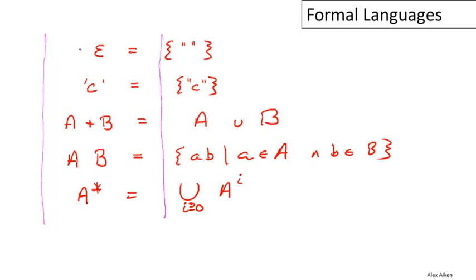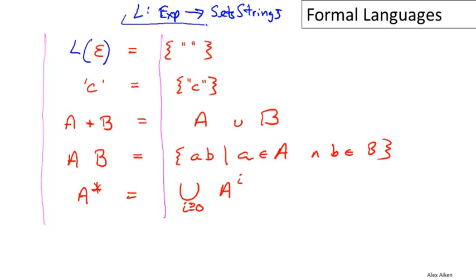So what we really want to say is that there's some mapping, that the language L of epsilon is this set. So L maps from expressions into sets of strings. Okay, it's a function that maps one to the other. And if you haven't seen this notation before, this is a standard notation for describing functions. It just says that L is a function from things in the domain to this range. Okay? And similarly, the language of this expression is this set.